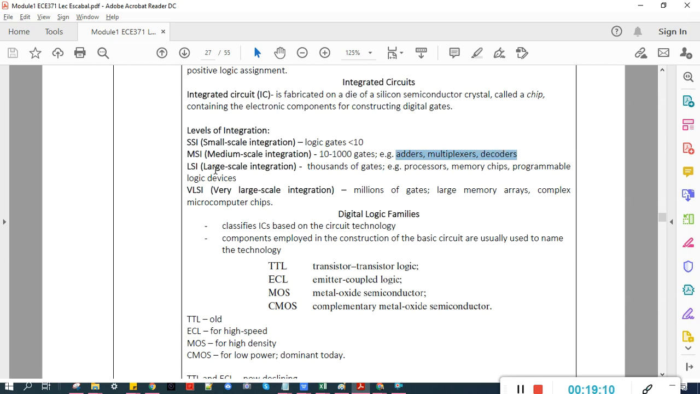LSI, or large scale integration, is for thousands of gates. Examples are processors, microchips, and programmable logic devices. While VLSI contains millions of gates. Examples are large memory arrays and complex microcomputer chips. VLSI is a very common term in IC design.